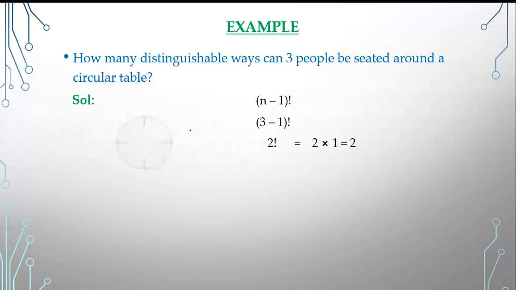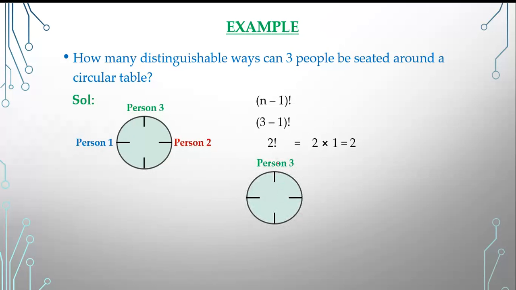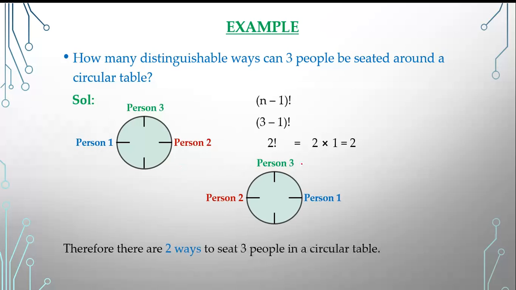How can we see this? If this is our circular table, suppose we fix person 3. Now how many arrangements are there to seat three persons? We put person 1 here, person 2 here, so if we fix person 3, P1, P2, P3, like that we can sit. Another way: person 3 is here, and then person 1 and person 2, so only two ways are there. You can sit like that or you can sit like that. So in total two ways are there to seat three people at a circular table.